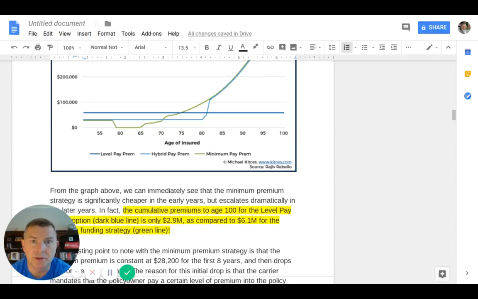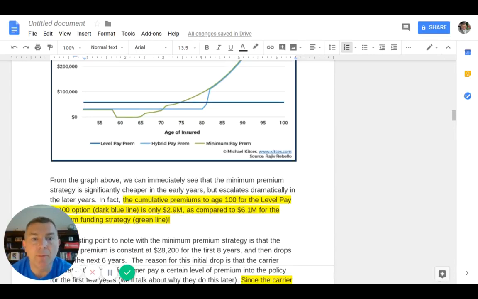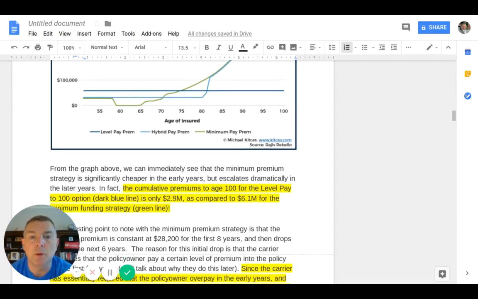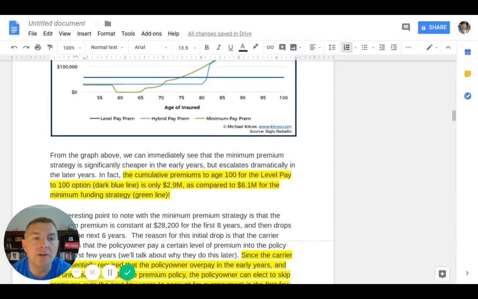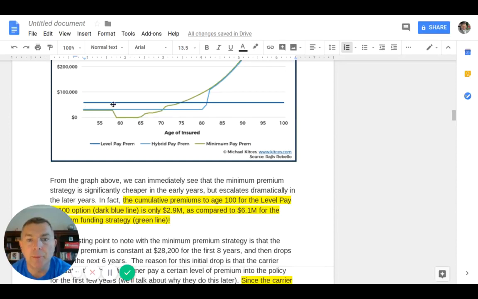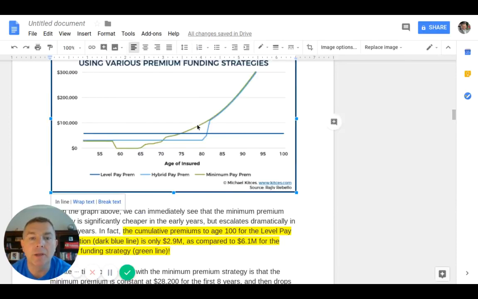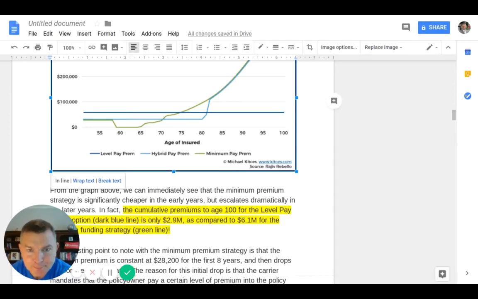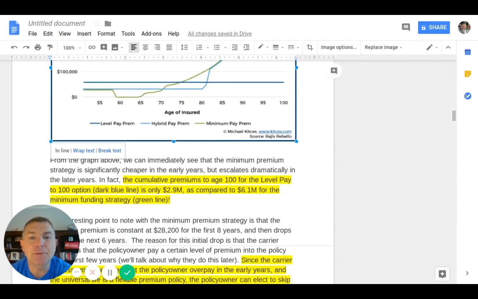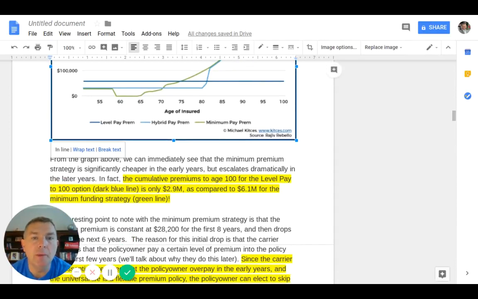So let's just read what the guy says. From the graph above, we can immediately see that the minimum premium is significantly cheaper in the early years, but escalates dramatically in the later years. In fact, the cumulative premiums to age 100 for the level pay to 100 option, dark line, the cumulative premiums in the level pay is $2.9 million. Yeah, so $29,000 a year, as compared to $6.1 million for the minimum funding strategy.